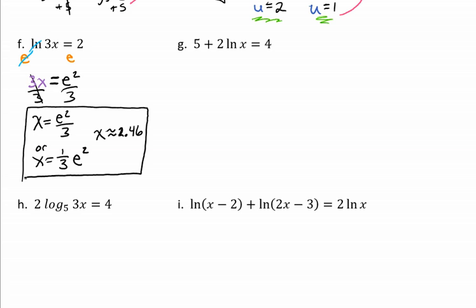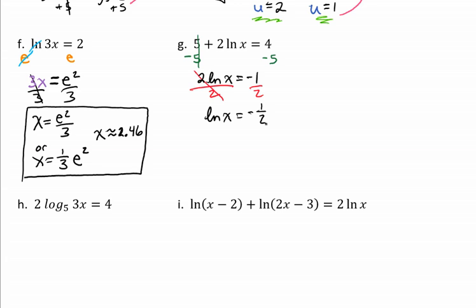For letter G, we have 5 plus 2 times the natural log of x equals 4. We'll begin by solving this by getting that natural log by itself. We'll subtract 5 from both sides, leaving us 2 times the natural log of x equals -1. From here, we will divide both sides by 2 to get rid of that 2. Now we've isolated our natural log of x, so we have the natural log of x equals -1/2.